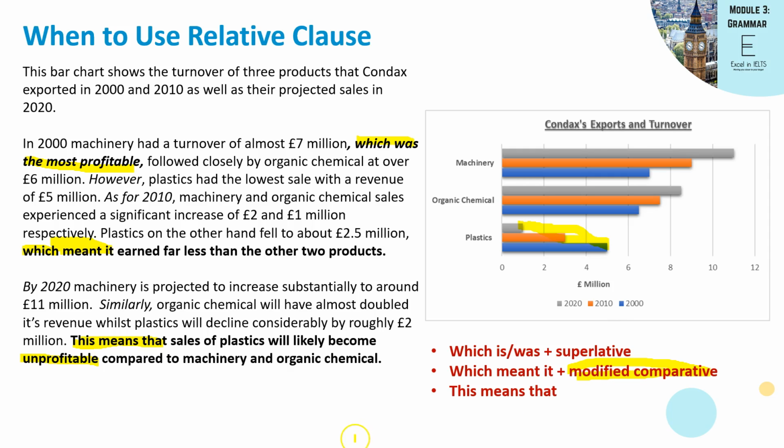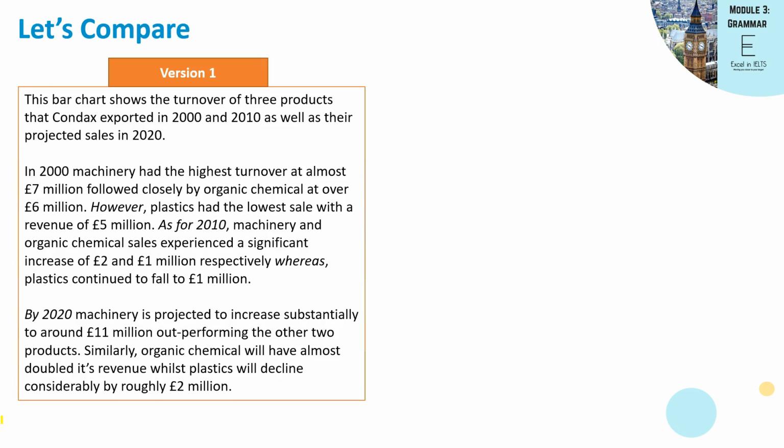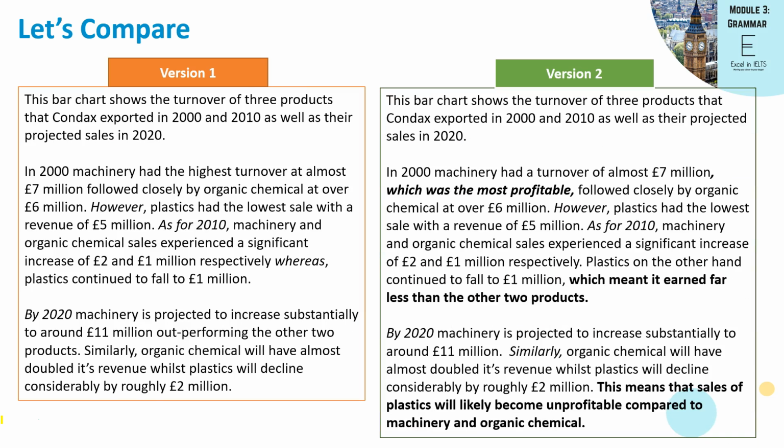But just keep in mind that when you're using comparatives, try to be precise, so try to modify it if you need to. So let's compare the first version that I wrote in lesson 1 of this module to the second version that I just wrote now. So you can see there is a big difference between the two. First of all, this is a lot longer than the first version, and that's one benefit of using relative clauses to comment on data. It gives you more words.